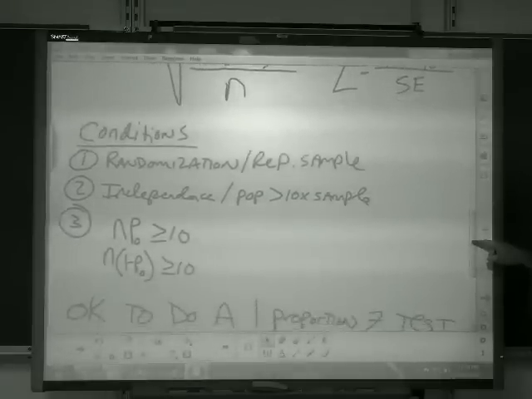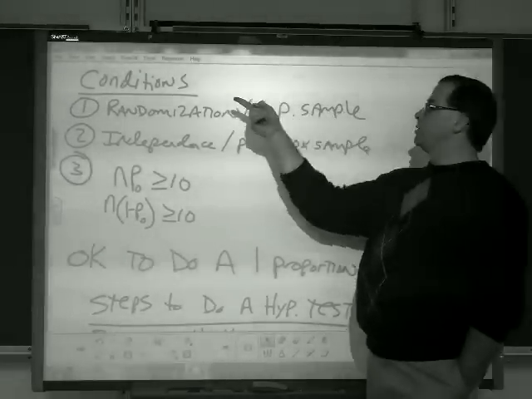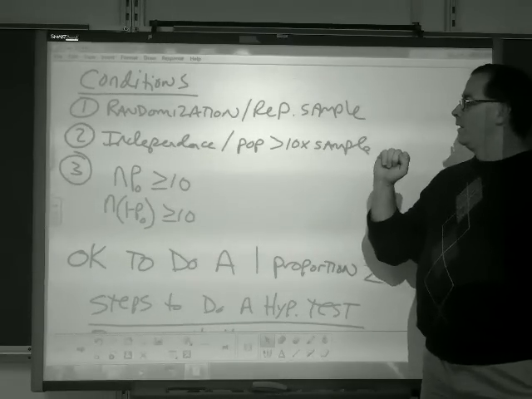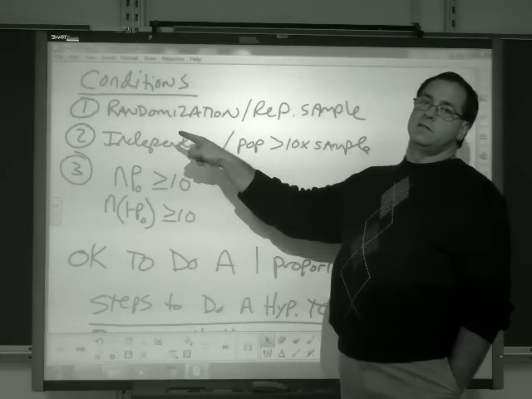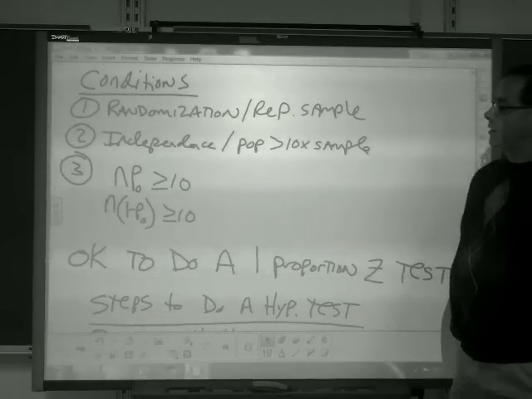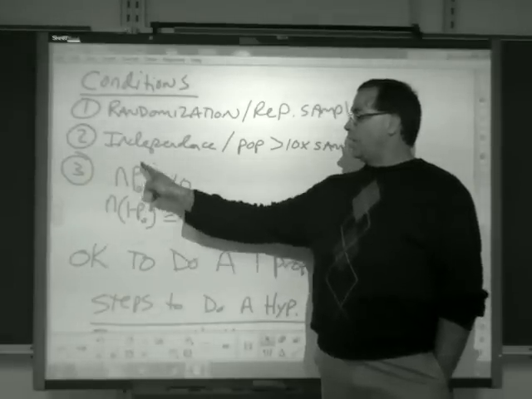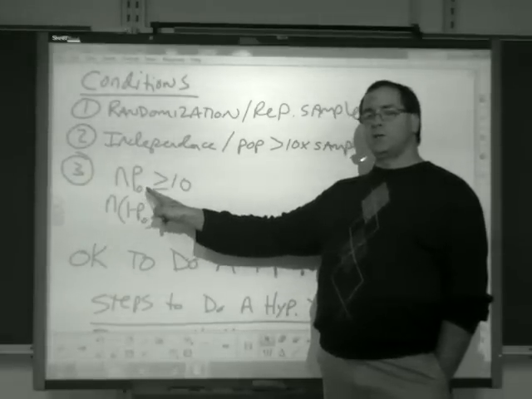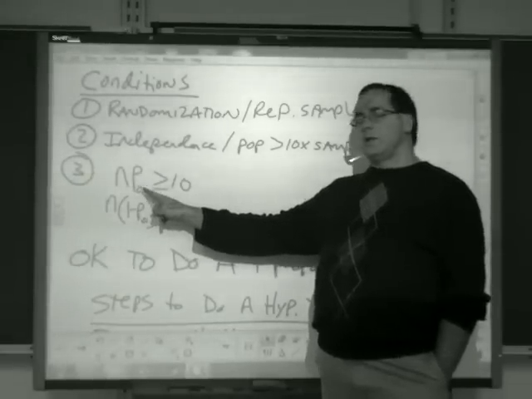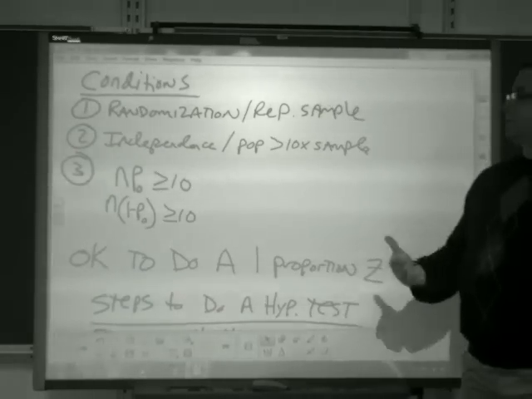In class, we talked about the conditions necessary for this to happen. Again, you need randomization or a representative sample. We need independence, as well as the population being greater than 10 times the sample size. And we're going to check n times p, but again, we're using that initial hypothesized p sub 0 value, like what the U.S. Mint claimed on their pennies, because that's what's true until we know otherwise.